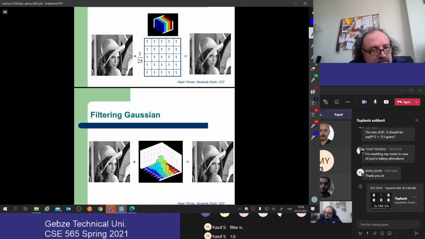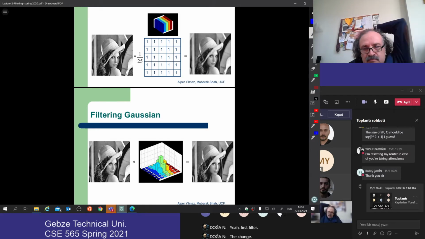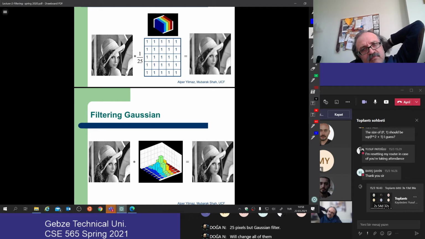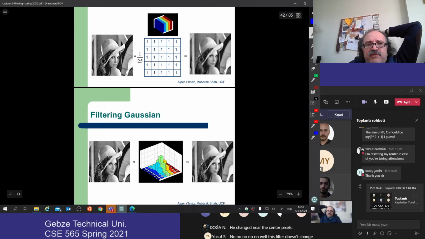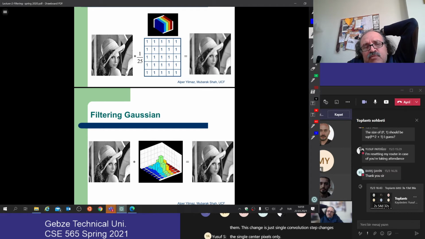First filter changes 25 pixels, but the Gaussian filter does not change all of them. It changes near the center. Well, this filter doesn't change all 25 of them. This is a single convolution step, and it changes the single center pixel only, because I am running the same convolution operation.